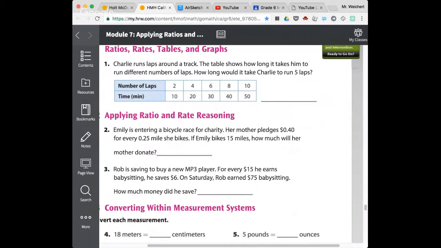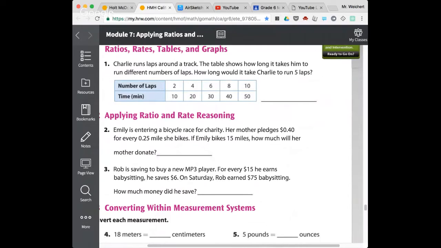Actually, this is an easy one we can just think about, because look, 2 to 10. Well, look at the pattern, right? 10 to 20 to 30 to 40 to 50. We want halfway between 4 and 6. So that means we also want halfway between 20 and 30, right? Halfway between 4 and 6 is 5, and between 20 and 30 is 25. So how long would it take Charlie to run 5 laps? 25, because it'd be 5 to 25.